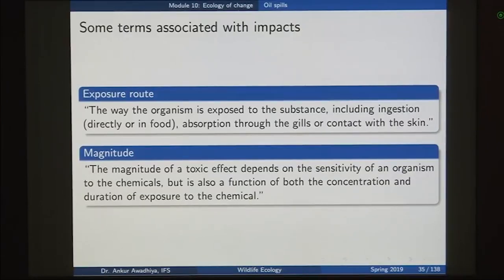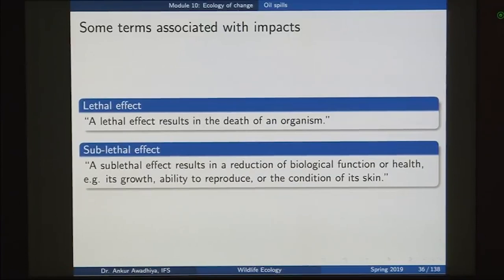And when these magnitudes are large, they might even result in lethality to the organism. Lethality is a term that we use when there is a death of the organism. So, you exposed these organisms to the oil, and there are some organisms such as dolphins that die. So, we will say that the oil had a lethal effect on the dolphins. On the other hand, it might also have a sublethal effect, in which there is a reduction of biological function or health. So, you exposed plankton to these oils, and these plankton did not die, but their growth rate, say, reduced. In that case we will say that there was a sublethal effect on these organisms.